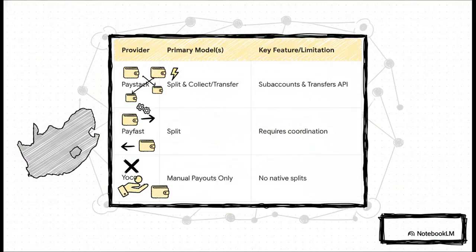Now, what I love about this is how it just lays out the whole South African landscape for you. You can see right away that not all payment providers are created equal for marketplaces. Paystack really jumps out because it can handle both models. You've got PayFast, which offers a split, but it might take some more work to set up. And then you have a provider like Yoko, which is awesome for simple payments, but just doesn't have the built-in splitting you need for a slick, automated marketplace.